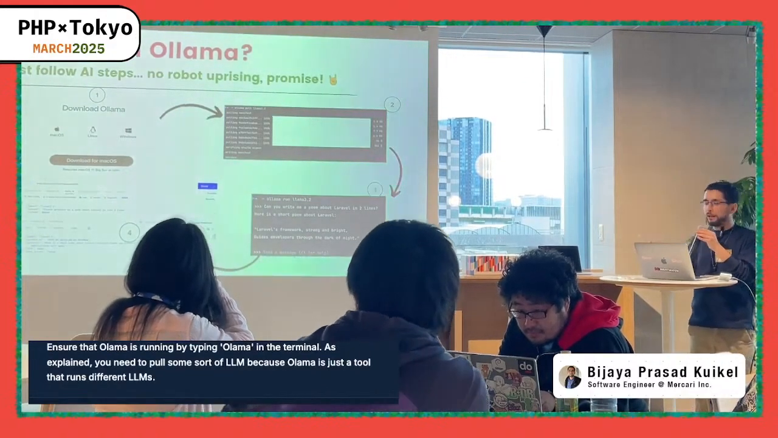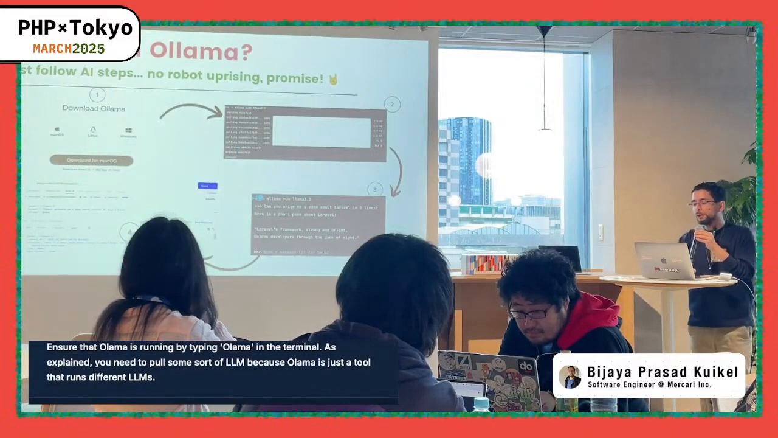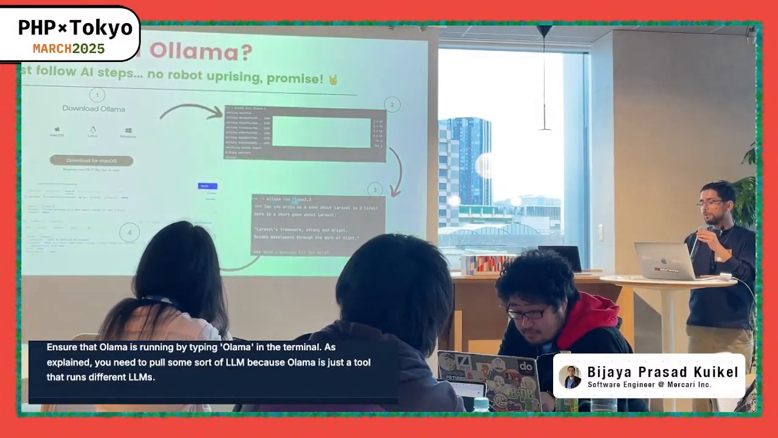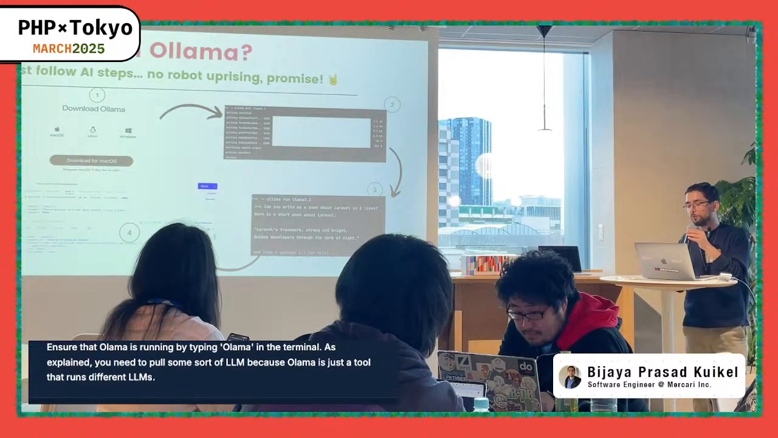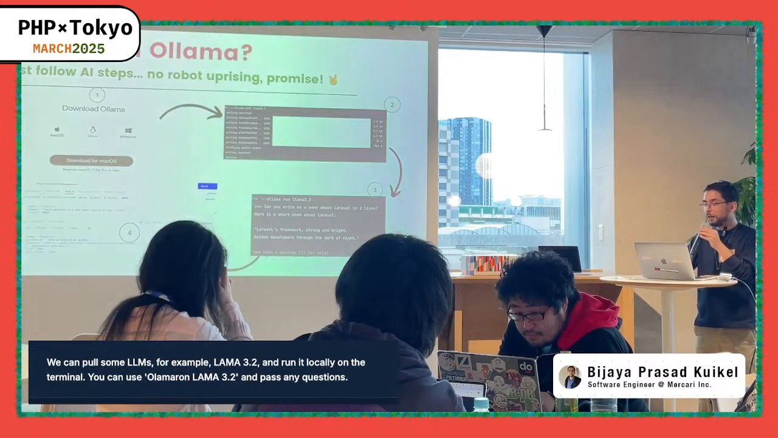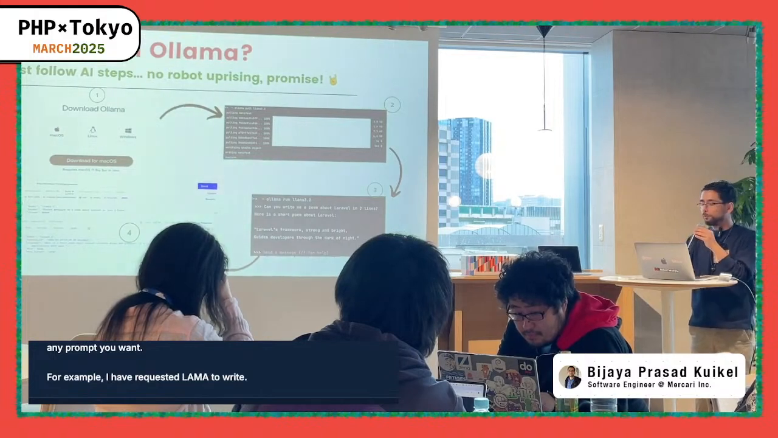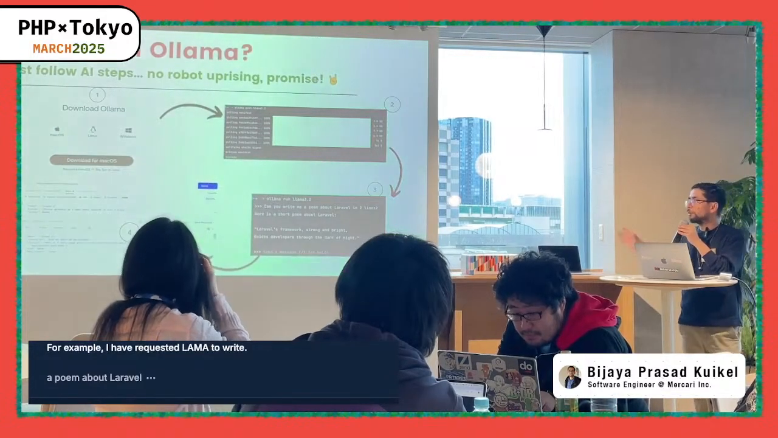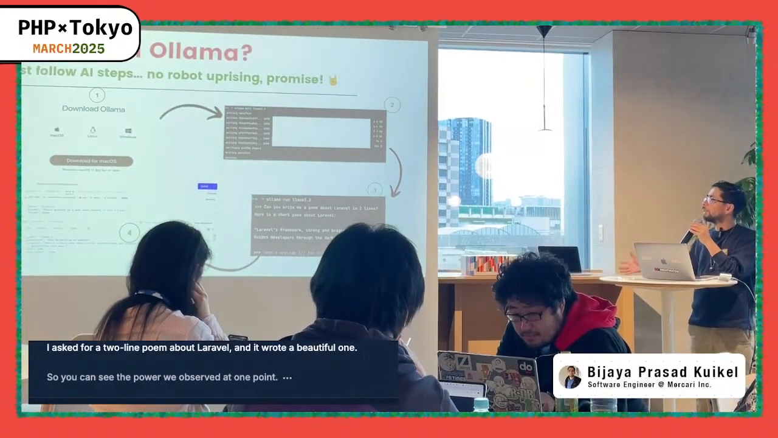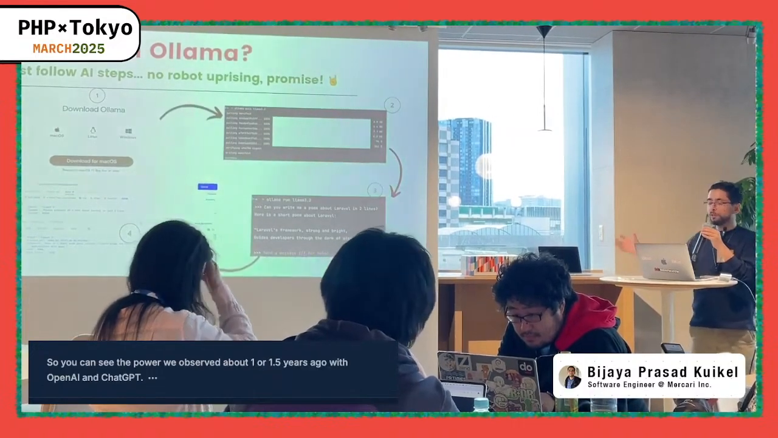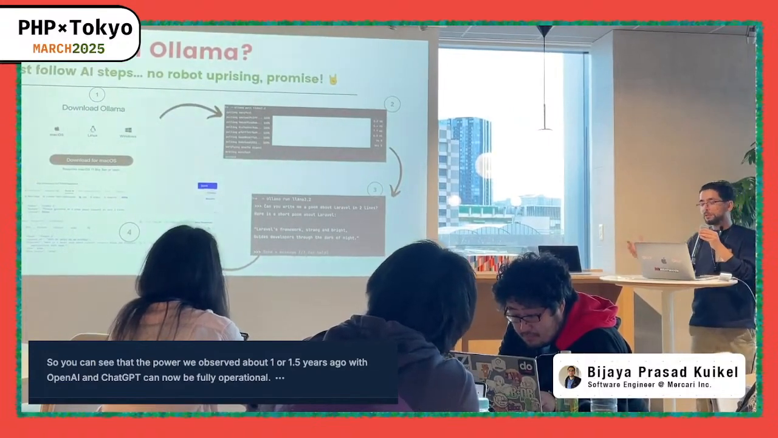For example, we are pulling Llama 3.2, and then we can run it locally on the terminal. So we can do ollama run llama3.2, and we can pass any question or prompt that we want. For example, I have requested Llama to write a poem about Laravel in just 2 lines, and it wrote a very beautiful poem. So you can see that the power that we saw like 1 or 1.5 years back with OpenAI and ChatGPT, we can have that completely running on our machine without any problem, without having to worry about paying third-party companies like OpenAI.